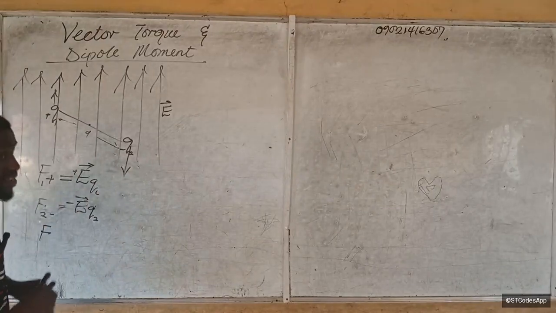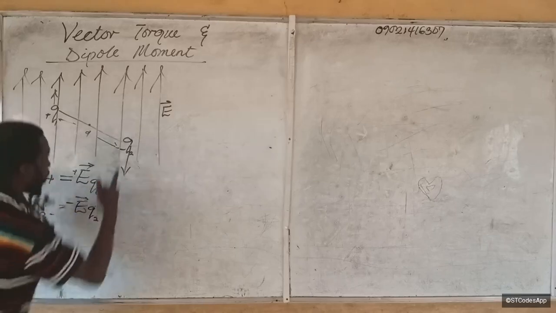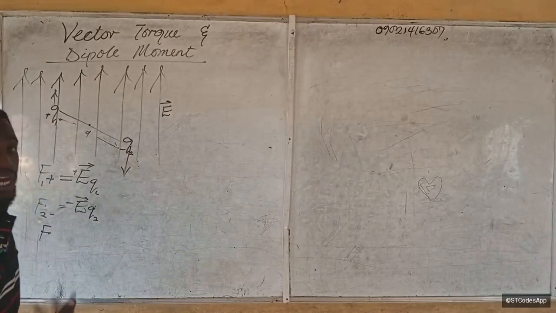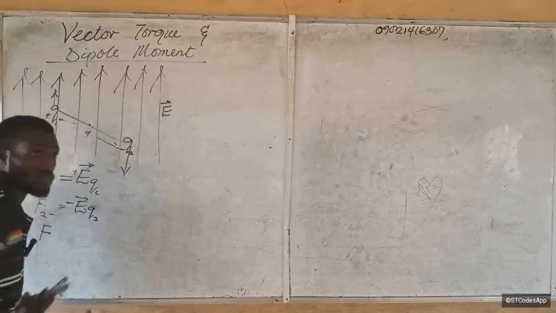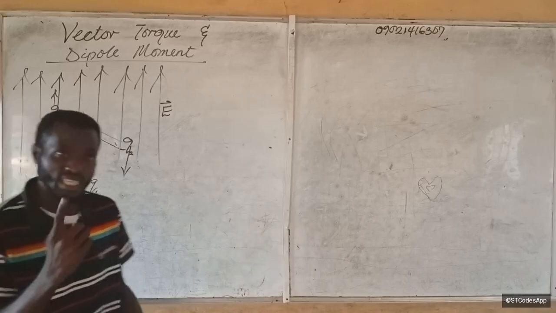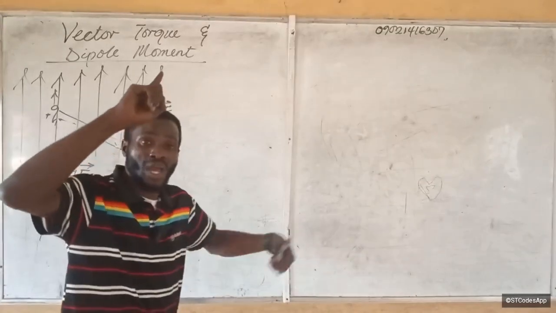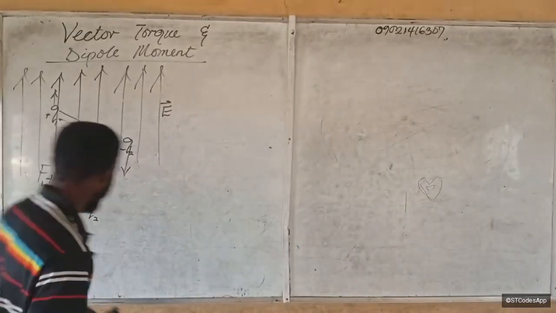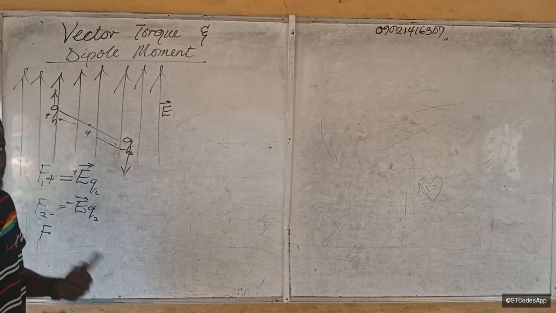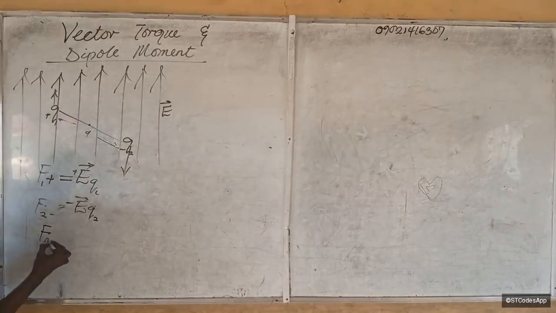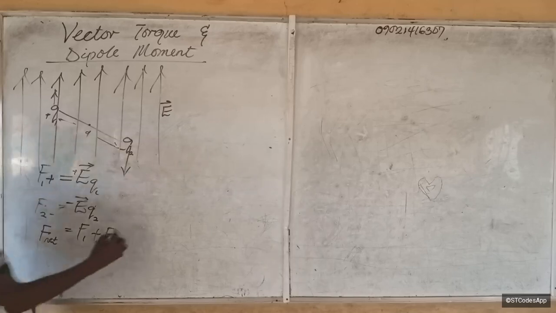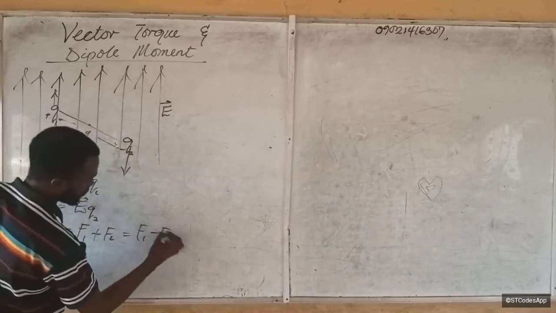This is the case: if this one acts in the upward direction for an electric field, the other will act in the opposite direction, downward. Why? Because this is positive, this is negative. So in the dipole, if the force acts in the forward direction for one, it will act in the backward direction for the other, because they are opposite charges. So my F net, or sum of forces, is going to be F1 plus F2. Remember, F2 is negative, so it's going to be F1 minus F2.